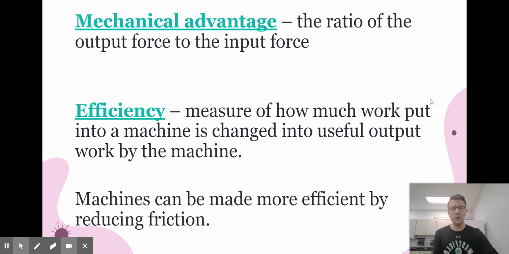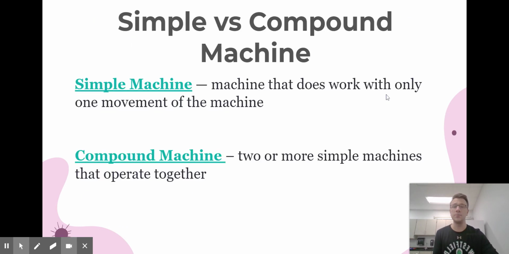So obviously we want to be efficient, and you don't want a whole lot of friction involved, because friction will reduce efficiency. So if you can minimize the friction, your efficiency will be higher.